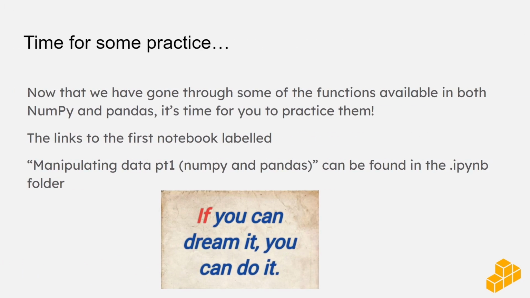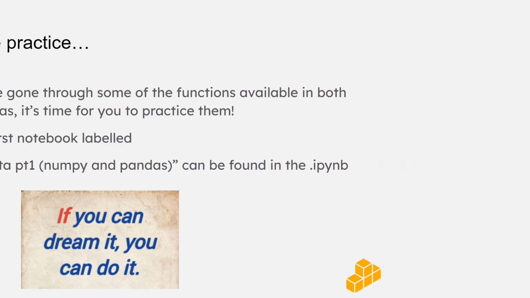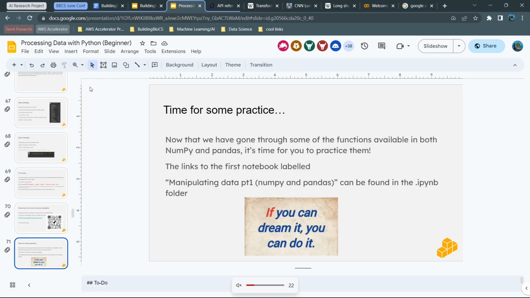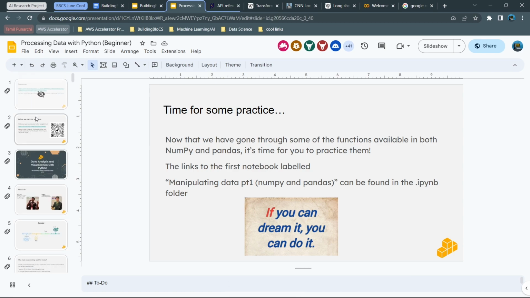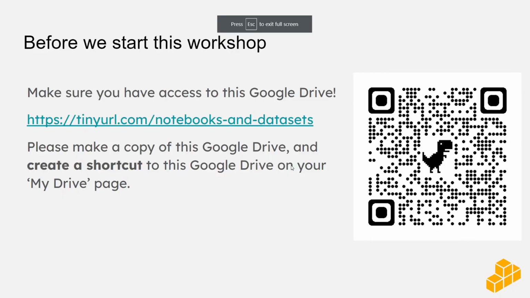Okay, so time for some practice. Now that you've learned how to do all these operations on arrays and data sets, you can go into the first notebook, labeled Manipulating Data Part 1. Let me bring you back to the materials page. You can type this URL and go to the notebooks and datasets folder on Google Drive, and there you can find a few Google Colabs in which you can practice.